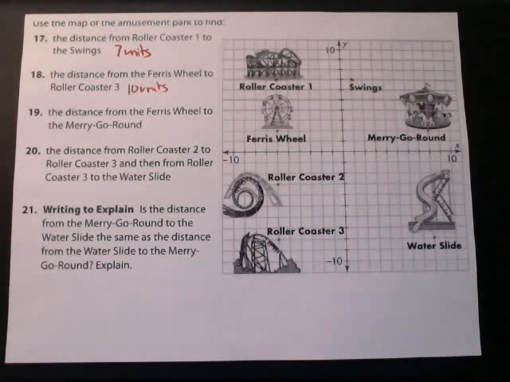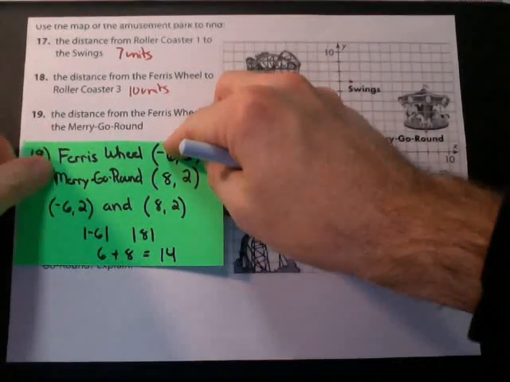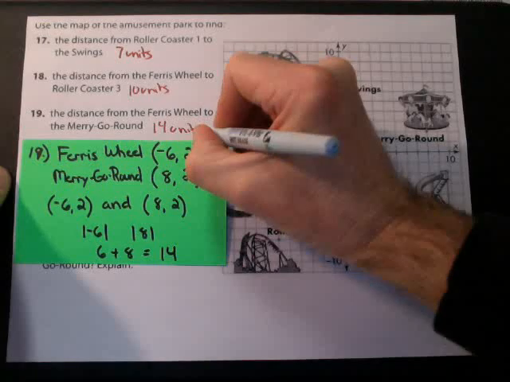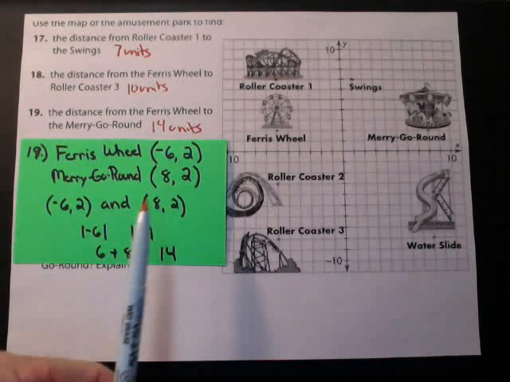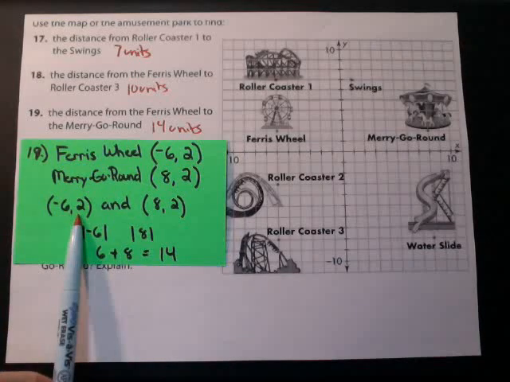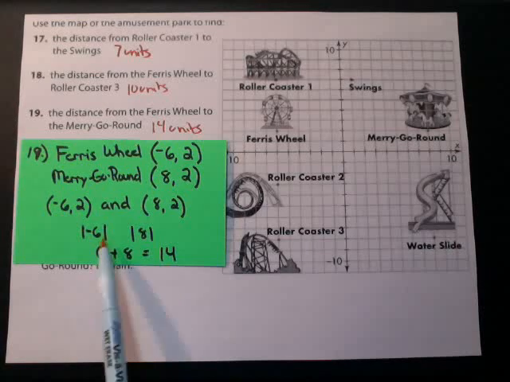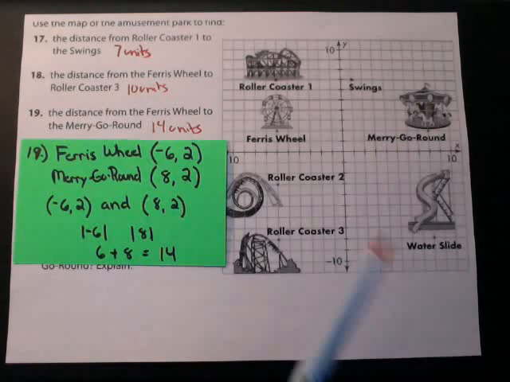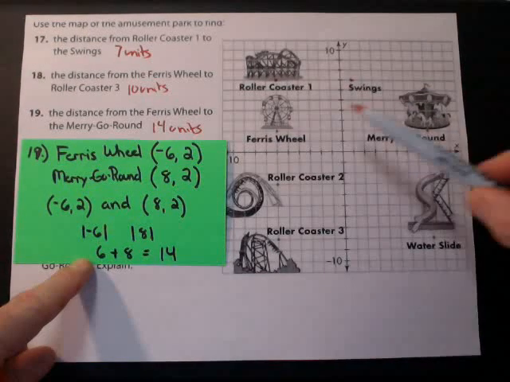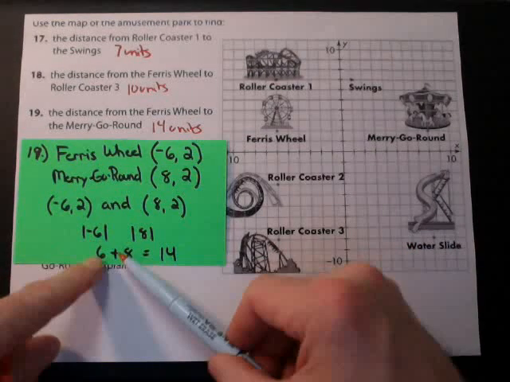The answer for number 19 is 14 units. The reason it's 14 units is because you establish the coordinates. Here they are. And you see that the common one is the y coordinate. So you're going to have the absolute value of -6 and the absolute value of +8. And because you're going from the Ferris wheel to the merry-go-round, you're crossing over. So you're going to take those absolute values and add them.